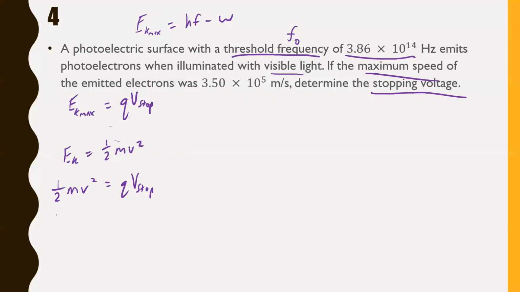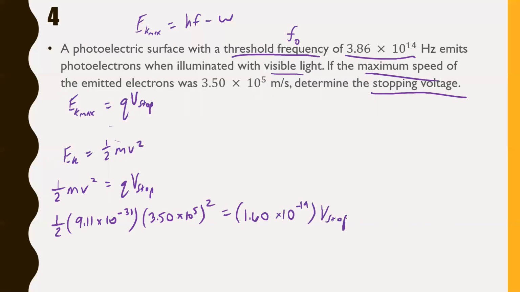Let's throw in the numbers that we know. Well, 1/2 mass is 9.11 times 10 to the negative 31. That's the mass of an electron. It is on your formula sheet. Times the velocity squared, 3.50 times 10 to the 5 squared, equals Q, the charge of an electron, which is also on your formula sheet, 1.60 times 10 to the negative 19, times V stop. So we have everything except for V stop. In other words, we can solve for V stop.